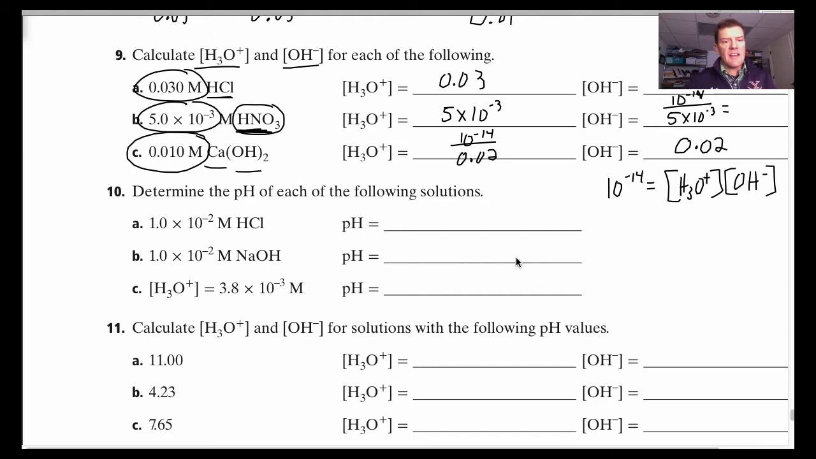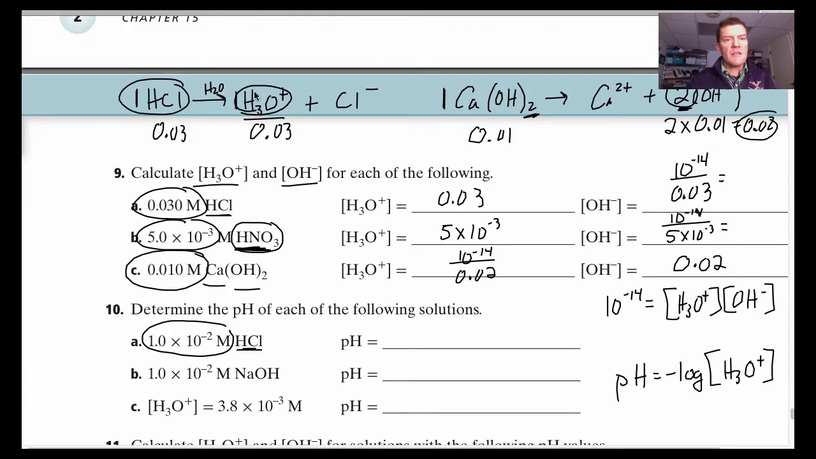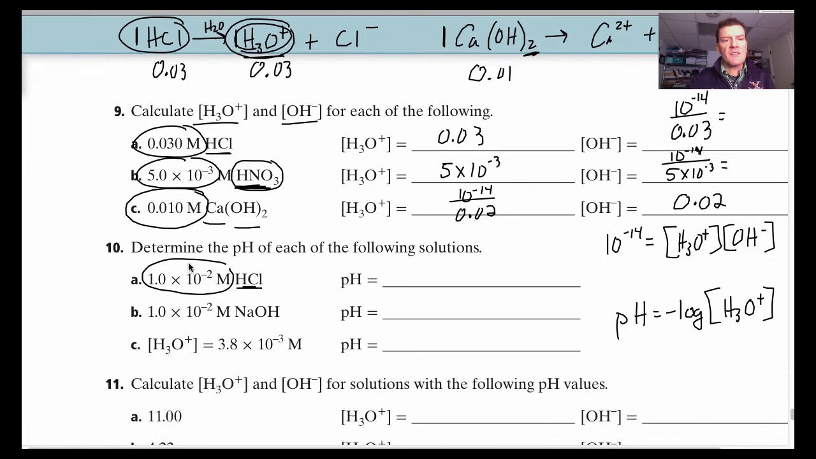All right, let's look at finding pH. And as I mentioned before, pH is the negative log of the hydronium ion concentration. Okay? So, here I am given the concentration of the acid, but this is a strong acid. So remember up here, for every one HCl, I'm going to get one hydronium. So if I've got 10 to the negative 2 HCl, I'm going to have 10 to the negative 2 for my concentration of hydronium. And I'm going to take the negative log of that.